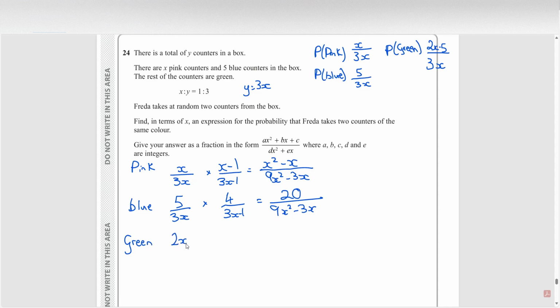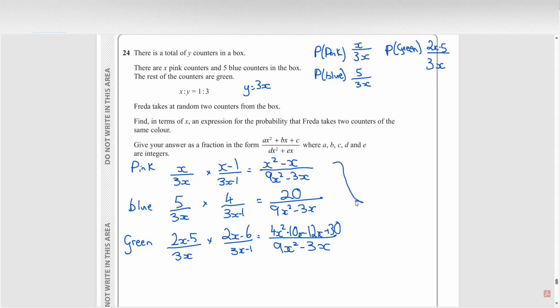Then the last one, we have green. Green is 2x minus 5 over 3x multiplied by 2x minus 6 over 3x minus 1. Okay, so the denominator's the easiest one, it's the same for everything. And for our numerator, remember, we've got to think of this as double brackets. So 2x times 2x is going to be 4x squared. We've got the minus 5 times 2x, which is minus 10x. We've got the minus 6 times 2x, that's minus 12x. And then the minus and the minus make a positive 30.